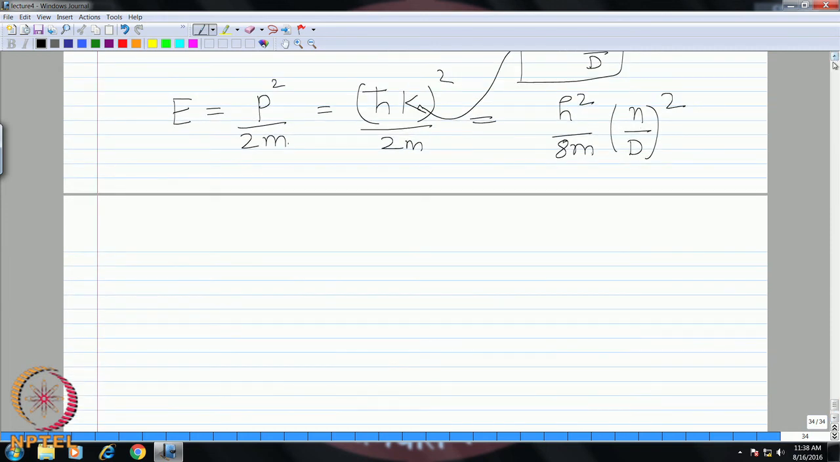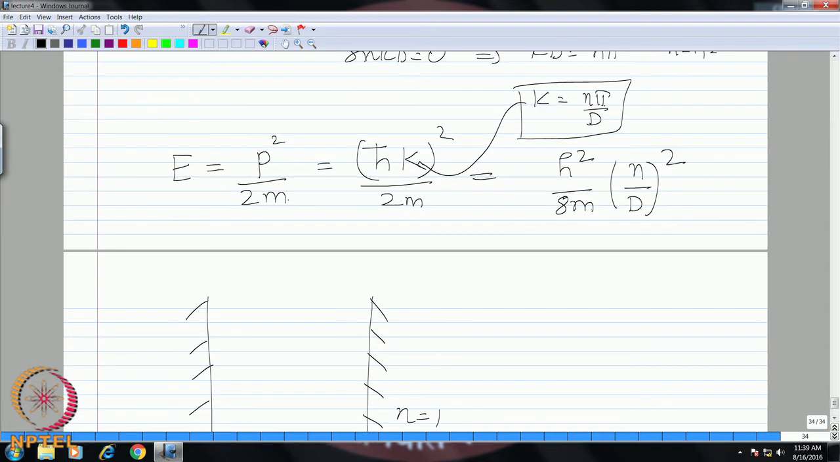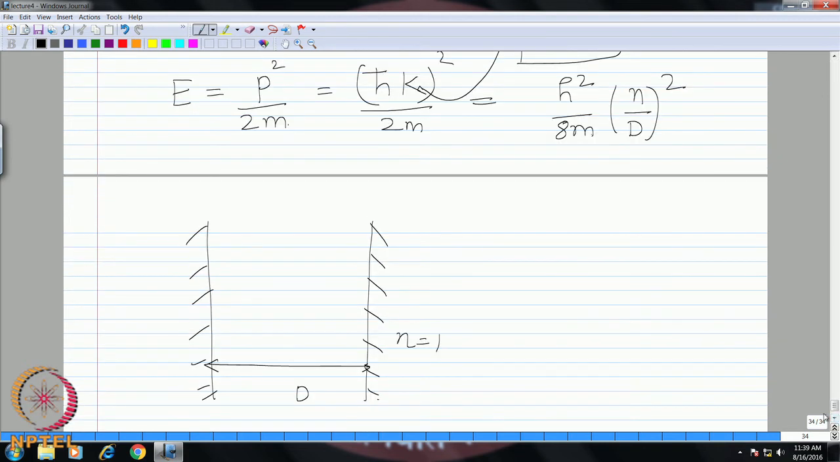So, now if you represent different modes of these waves, if your n is equal to 1, how does this wave appear? So, let us draw the confinement, and this is your separation distance d. If your n is equal to 1, in this case k is equal to pi by d. So, how will the wave look? This is how the standing wave will look.